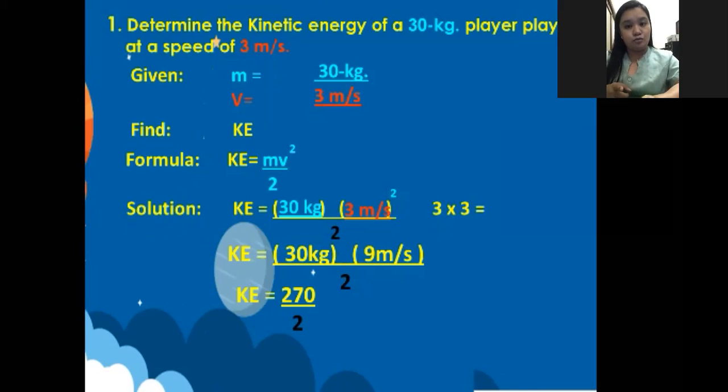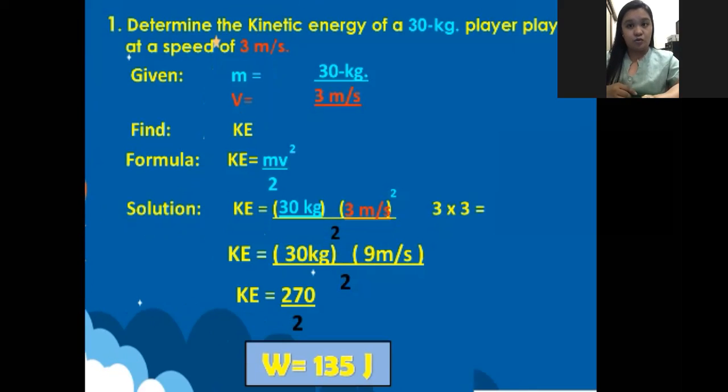So you need to multiply 3 on its own. 3 times 3 is equal to 9. Just copy 30, fill in 9 here, since that is the product of 3 times 3. Then 30 times 9 is 270. Then you just divide it by 2. Then the answer is 135.